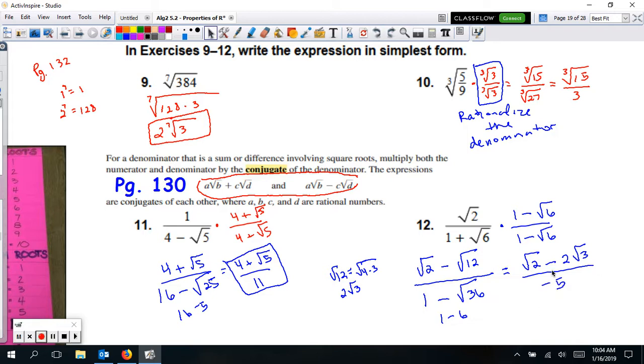So you can have your answer this way. With this negative 5 down here, if you want to move the negative instead of leaving it with the 5, you can move it in front of the whole entire fraction. That's another way you might see the answer sometimes.